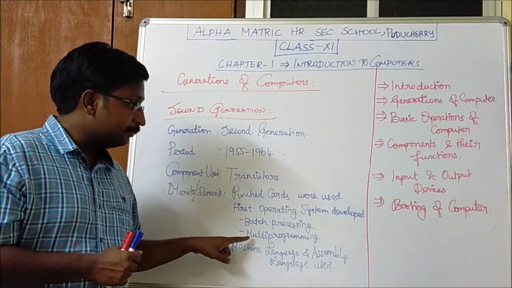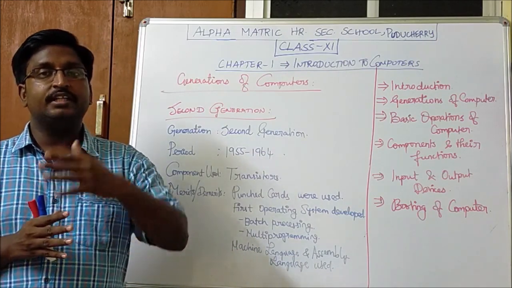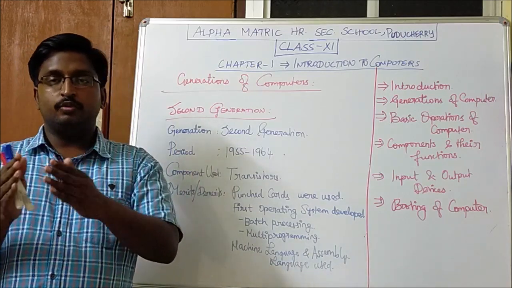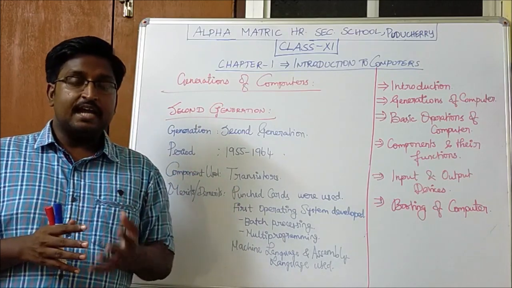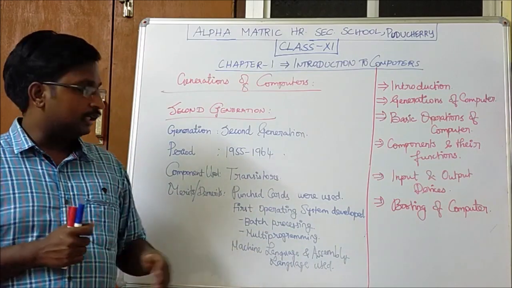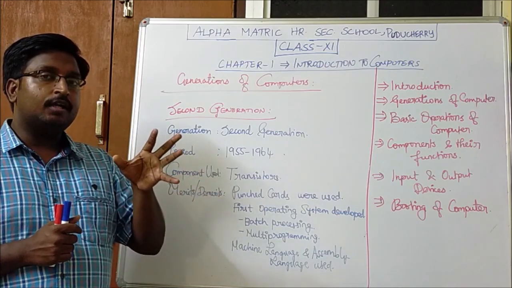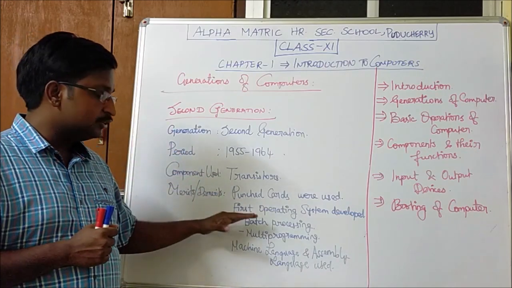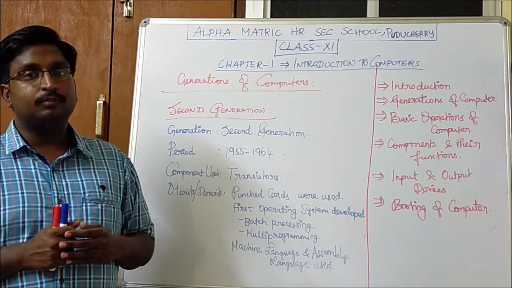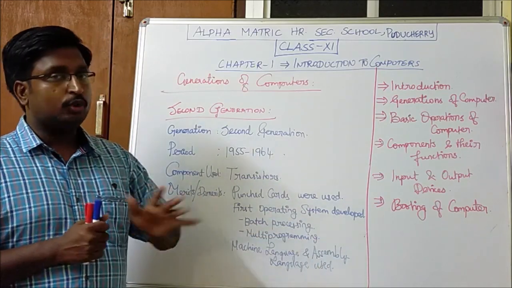They also implemented multi-programming. Multi means various, two or more. They separated the information into various groups for processing, and processed them simultaneously. That is multi-programming. By implementing these two concepts, they reduced the processing time and increased the processing speed. And the last one is that machine language and assembly language were used.